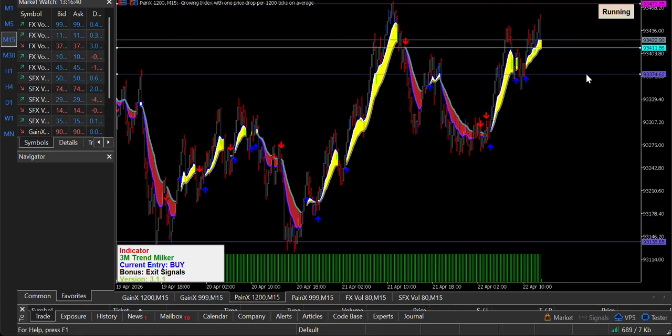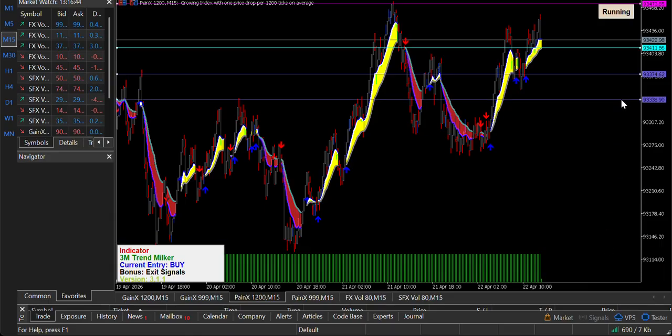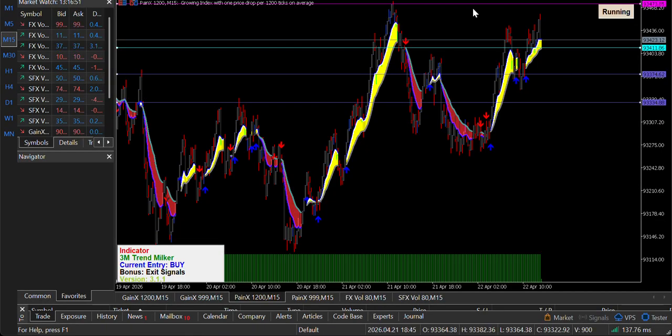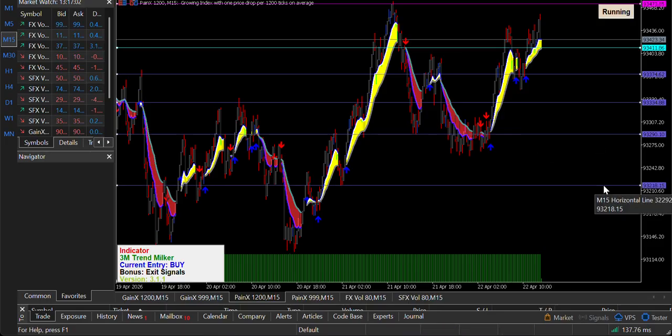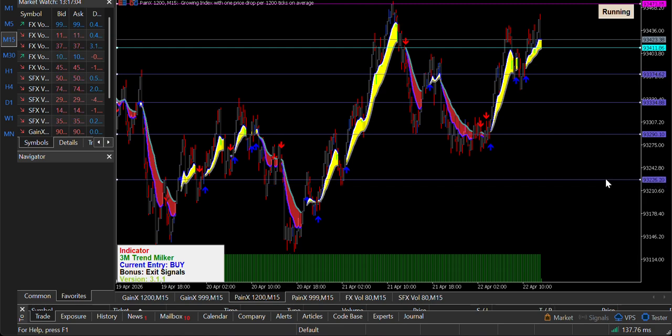Okay, so this will be the first TP, and of course the second one should be around here. Sorry, the third one should be around here. Then the fourth one should be here, and if it breaks out from here, then we can have the fifth one around here. And we can still have another one if it breaks out from there.